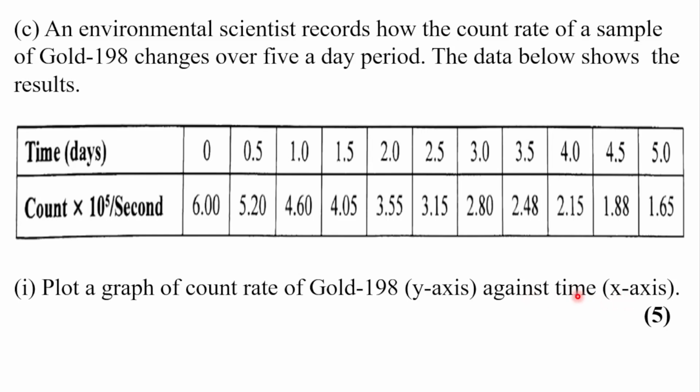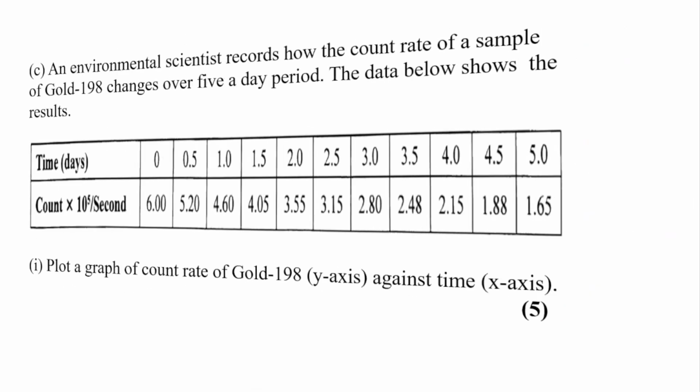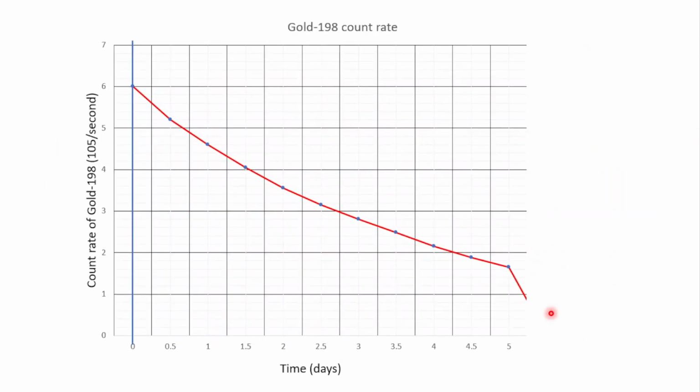But time is always on the x-axis because time is the independent variable, okay? So you can also use that as an indication of where you place time. The count rate will be dependent, so you go on the y-axis, all right? But they've been nice and kind. All right, so by plotting the graph, you get something similar to this graph.